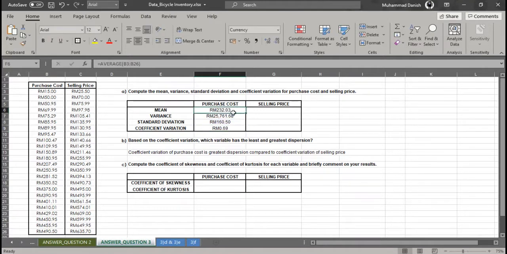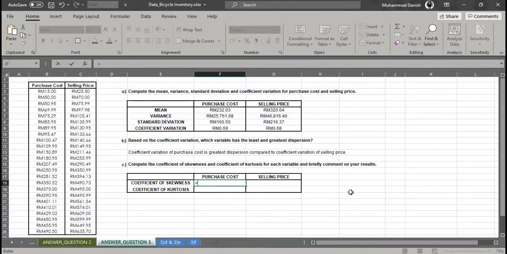You can do the same for selling price. Next is question B. The answer is coefficient variation of purchase cost is greatest dispersion compared to coefficient variation of selling price. For question C, the answer for coefficient of skewness, you can type equal to SKEW, select the data.